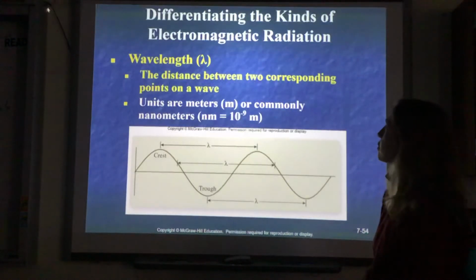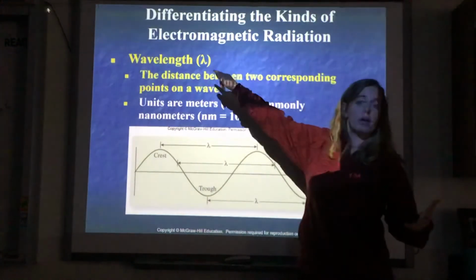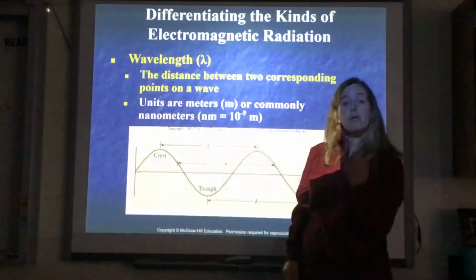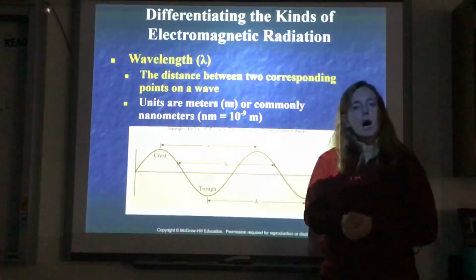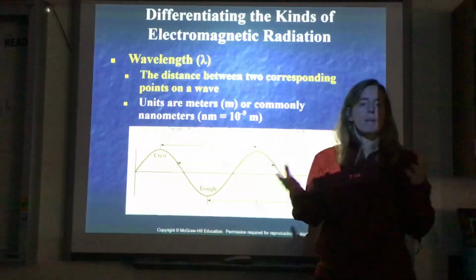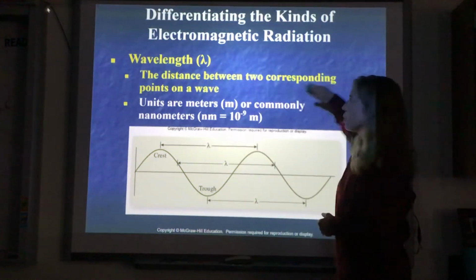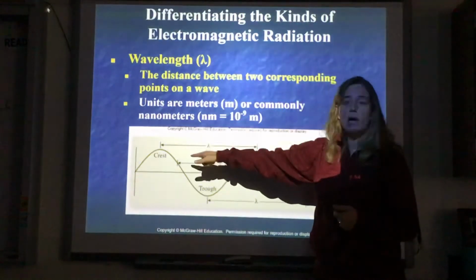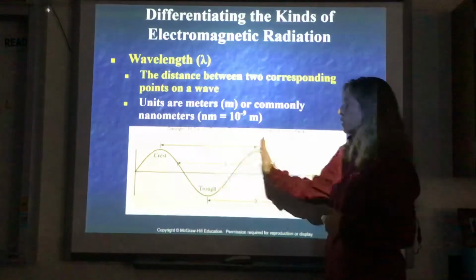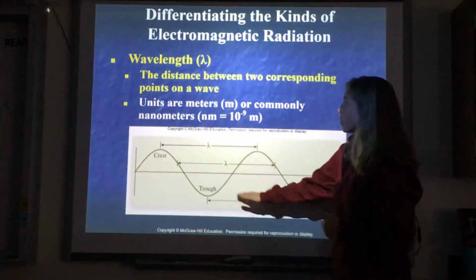All right, so now wavelength. When you're drawing the symbol, the variable for wavelength, it's actually a Greek letter, but I just tell everybody, draw it like an upside down Y. It's the distance between two corresponding points on a wave. So like I said before, it's from the middle of the crest of one wave to the middle of the crest of a second wave, or you could use the trough.